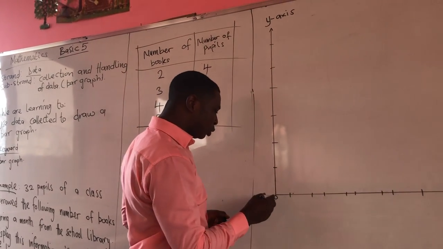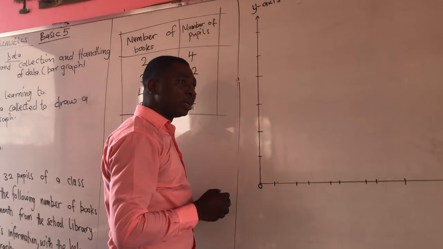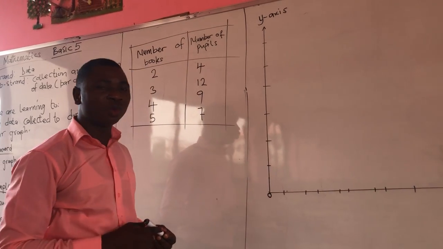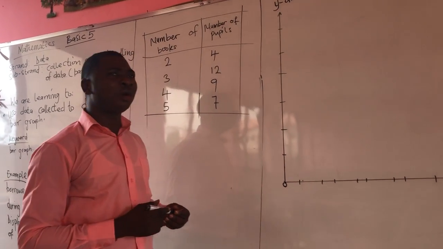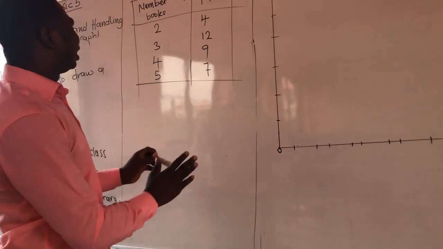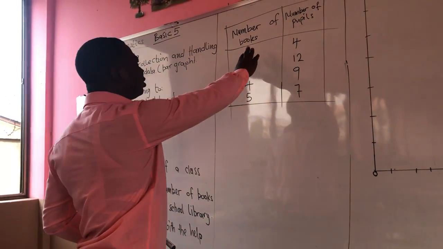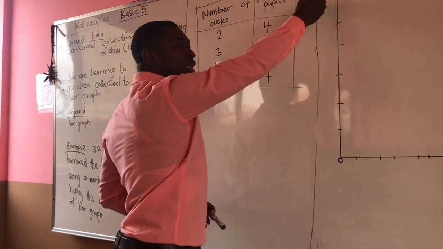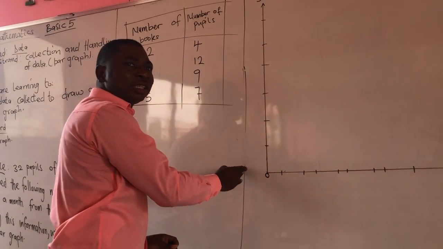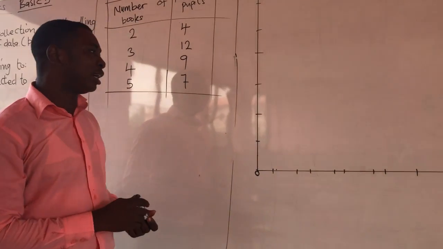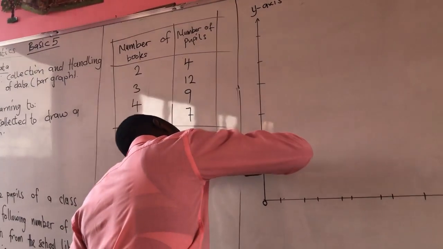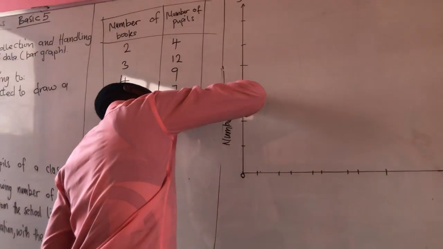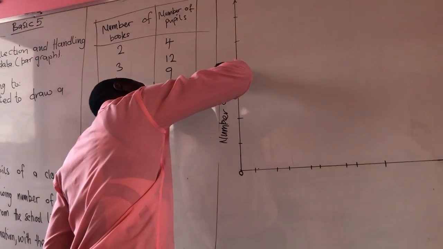So always you label your graph, the meeting point to be 0. Always your meeting point should be 0. Now, you are going to plot the graph by using the number of books and number of pupils. Always, the number of pupils should be at the vertical side. So I'm going to write my number of pupils here.